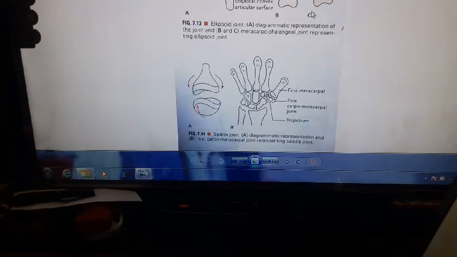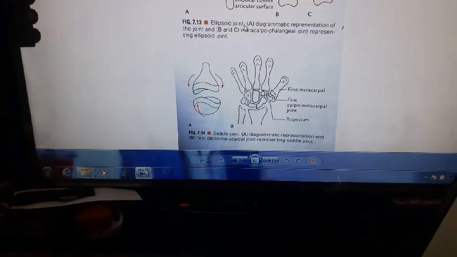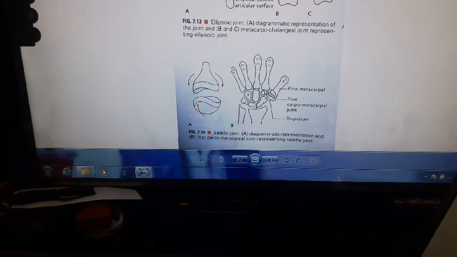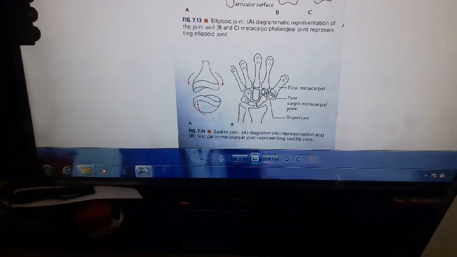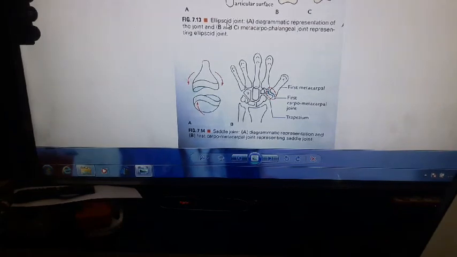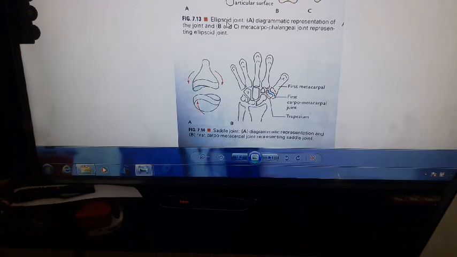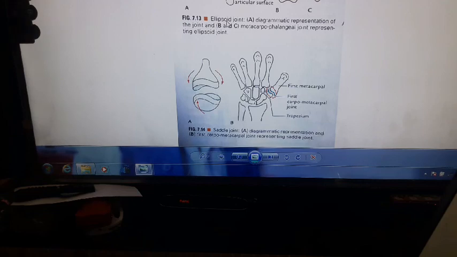See here, the ellipsoid type. This one is an ellipsoid type. The example is the metacarpophalangeal joint. This is a metacarpal and this is a phalanx. Here there is a joint. This joint we call ellipsoidal type. Two axes pass here. Number one is the transverse axis and number two is the anterior-posterior axis. Two axes pass through this ellipsoidal type. All of you draw this diagram, it is very important.